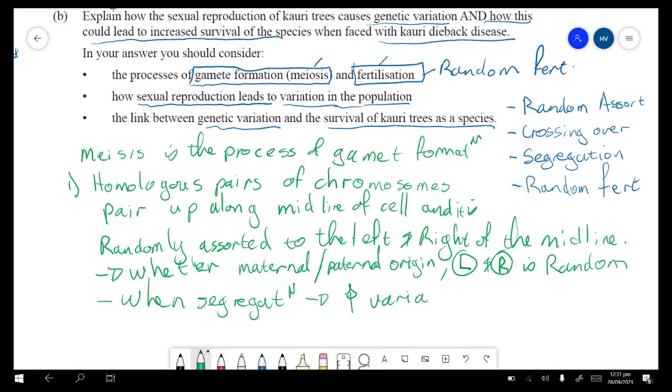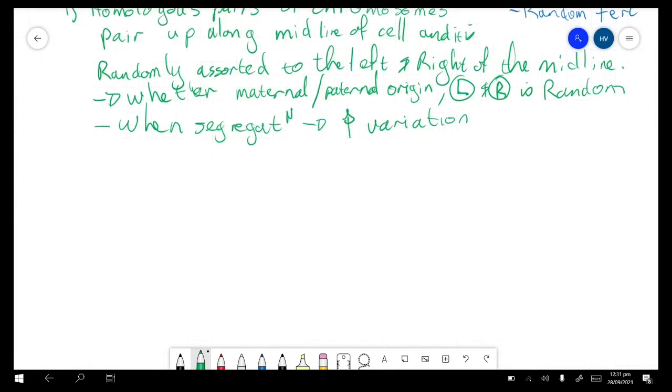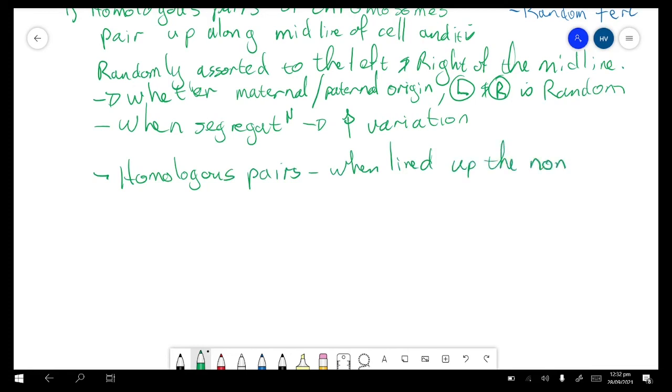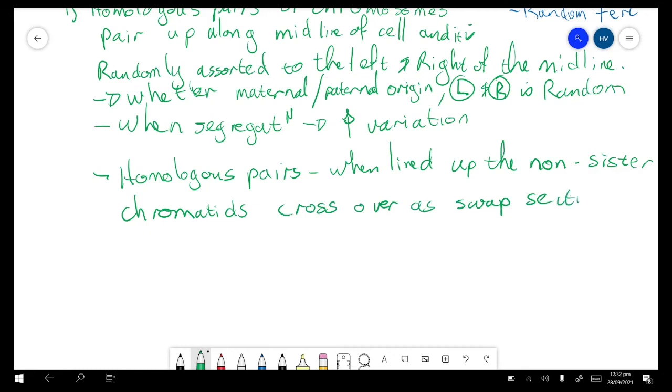But before we get to segregation, they do that funky crossing over thing. So the homologous pairs, as they are lined up, the non-sister chromatids cross over and swap sections of DNA. Okay, and this leads to 4 unique chromatids.